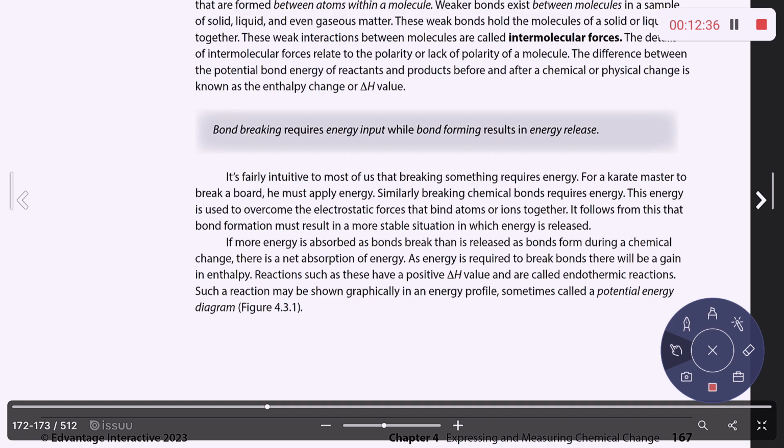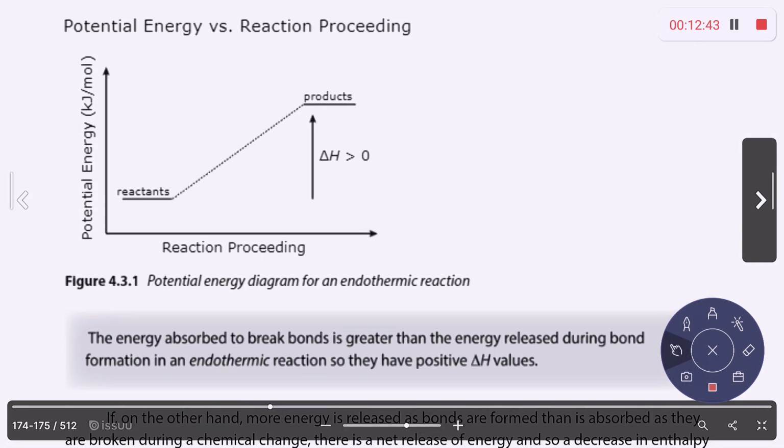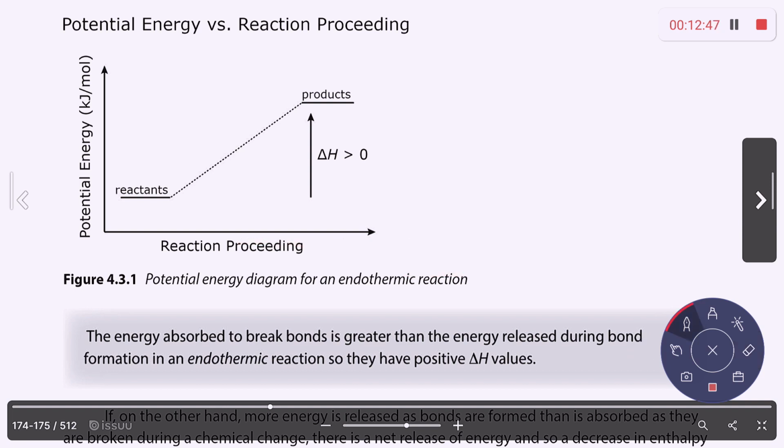we can display potential energy on a graph. You should know what each axis is labeled, and you should know what the general curve looks like for an endothermic or an exothermic process. So this figure right here is showing you potential energy on the y-axis and reaction proceeding on the x. Make a note that this is not time. You will never have time written on the x-axis. Here you can see we have a positive delta H. That means we are absorbing heat energy, and that's why the products have more potential energy than the reactants.